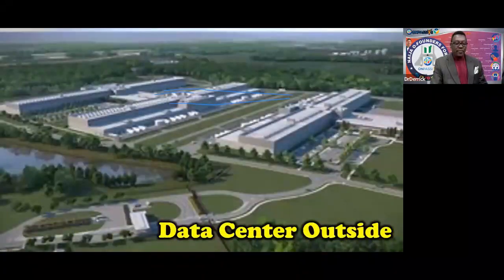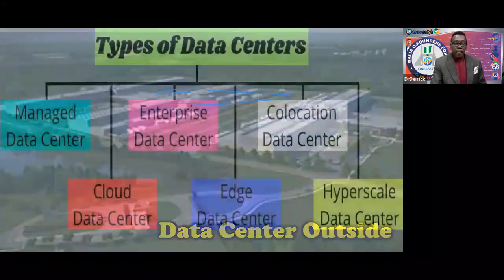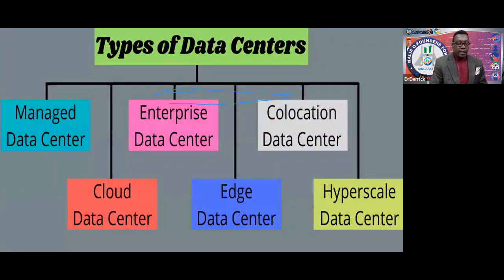And it's massive. We're talking about 104 acres of land that this data center is on, and about $200 million worth of data center. But there are a few types of data center: managed, enterprise, colocation, cloud, edge, and hyperscale. And we're just going to quickly look at these few different types of data center.